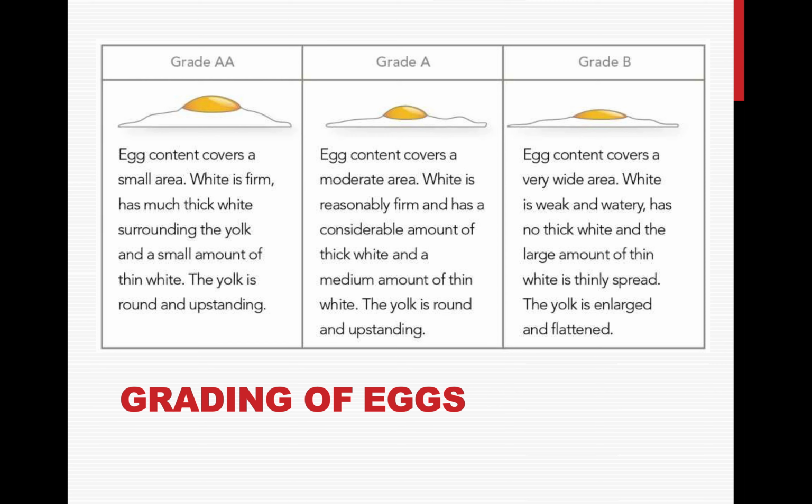But if the egg content covers a wide area, the white is weak and watery and has no thick white albumin portion, a large amount of thin white is thinly spread, and the yolk is enlarged and flat, then this type of egg is graded as B grade egg.